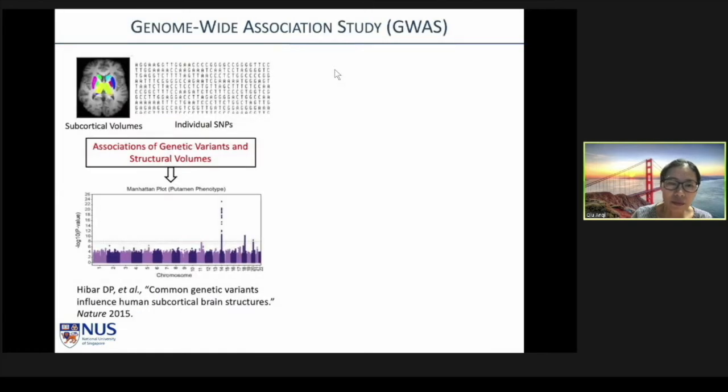Here shows the Manhattan plot. This Manhattan plot shows the significance level of association between the individual SNPs and the putamen volume. There are only a few SNPs whose genetic variants are highly associated with putamen volumes.